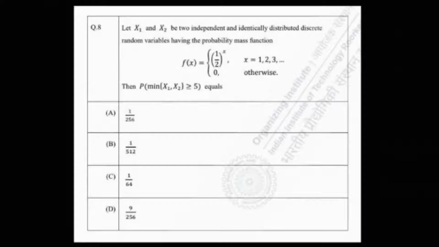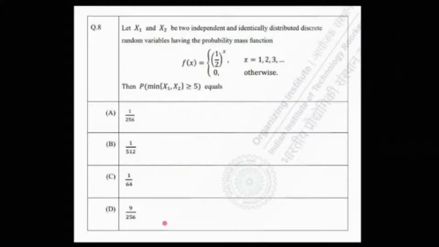Today we are going to solve this problem from IIT JAM MS 2022, problem number 8. The problem says: let x1 and x2 be two independent and identically distributed discrete random variables having the probability mass function f(x) = (1/2)^x for x = 1, 2, 3, 4 and so on, and 0 otherwise. Then the probability that the minimum of x1 and x2 is greater than or equal to 5 is equal to the following. Four options are given.